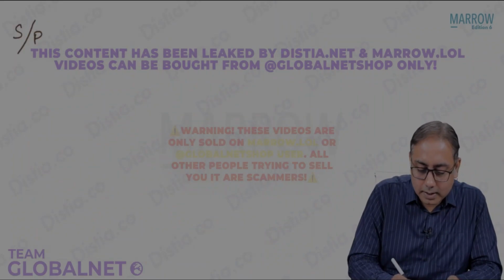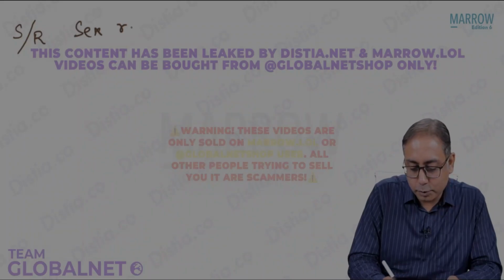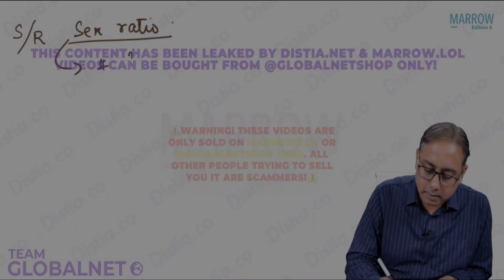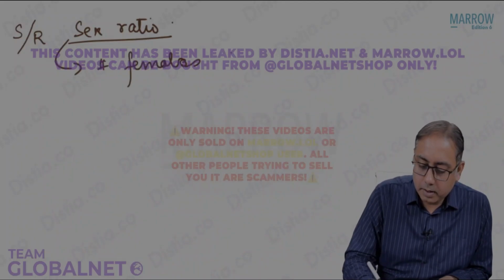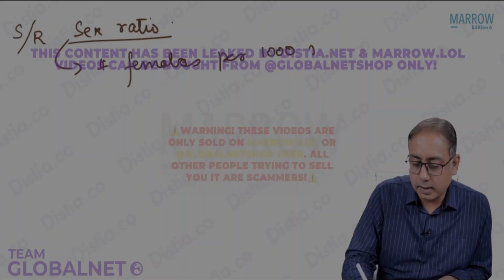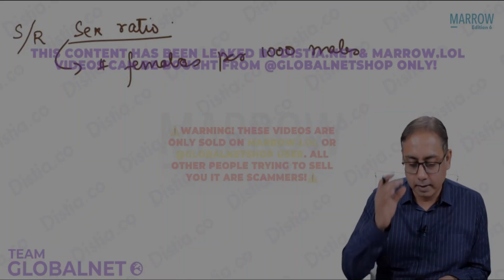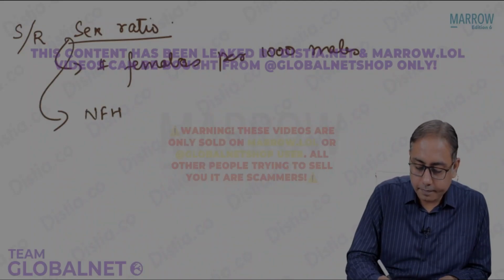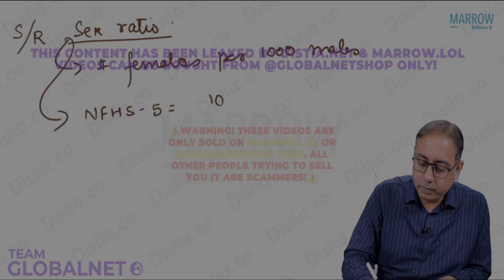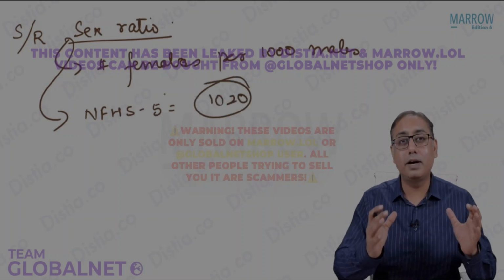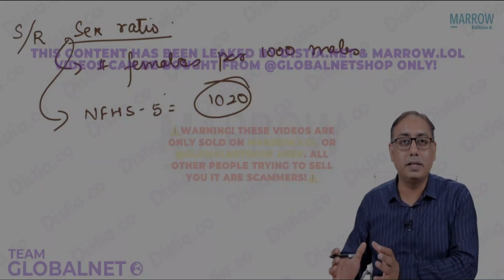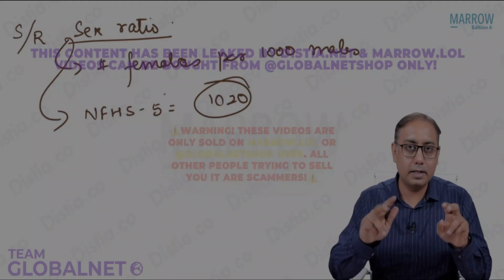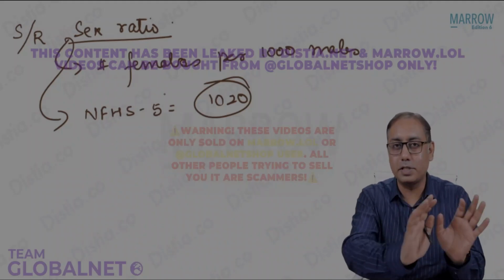What do you mean by the sex ratio? Sex ratio is the number of females per thousand males. So for the first time, the country has witnessed, under the NFHS 5 data, a sex ratio of 1020. That means we now have 1020 females for 1000 males, that means more females. Of course, internationally, that's between the courts, it's not for your MCQ.